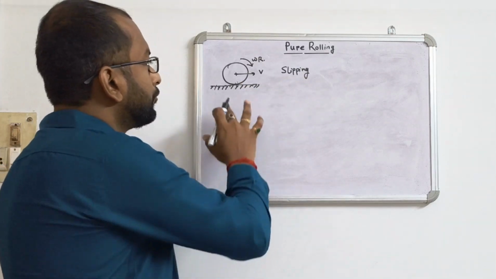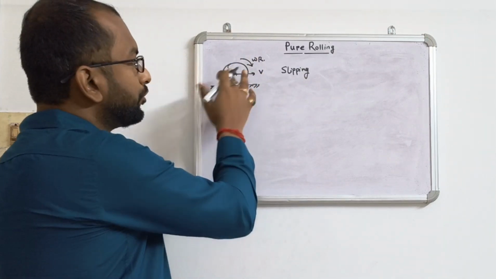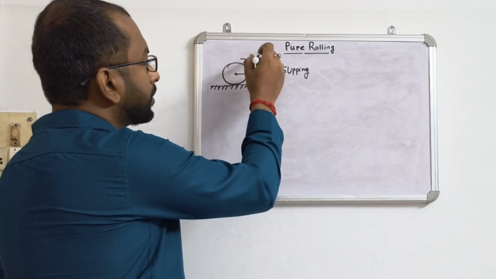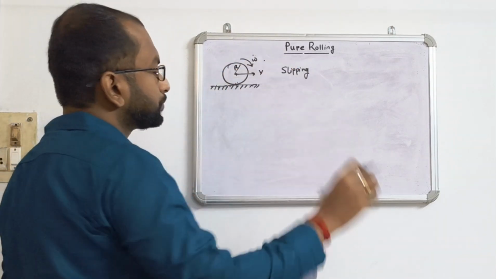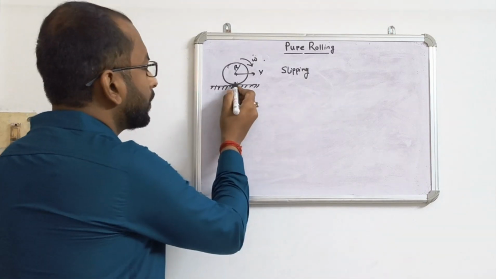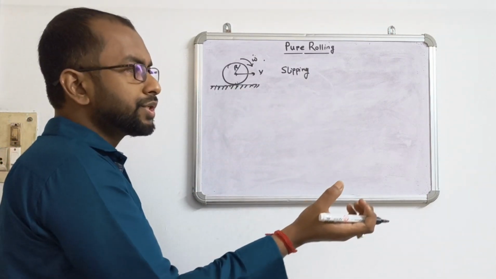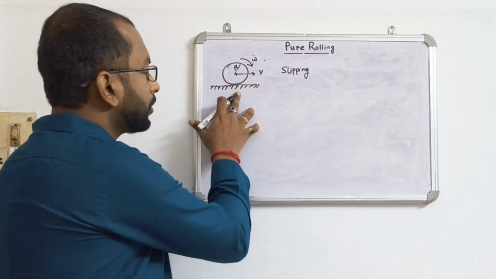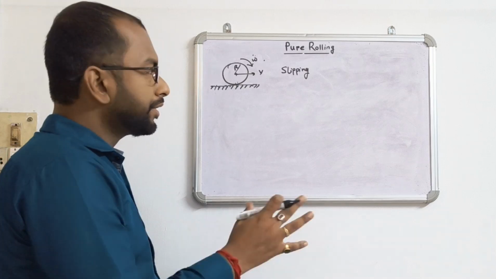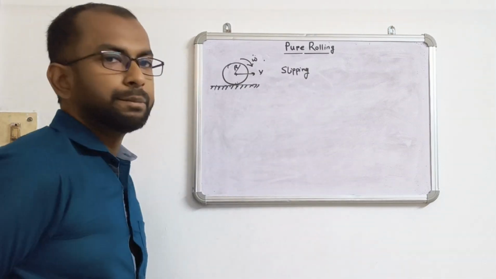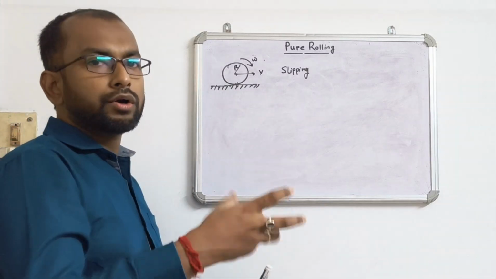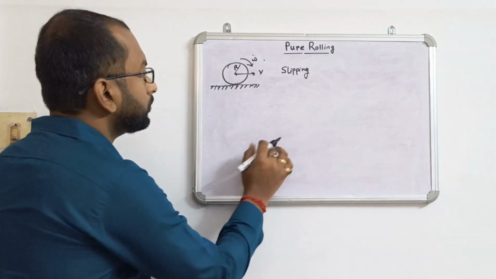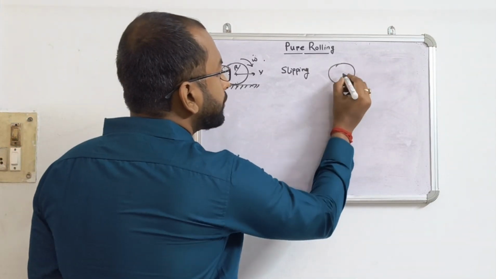Slipping means for this body, if it is moving with velocity v and rotating with angular velocity of omega and its radius is r, this point of contact is having some velocity which is not equal to the velocity of the ground. That is called slipping. So it can slip forward or it can slip backward also. So we'll try to see it.